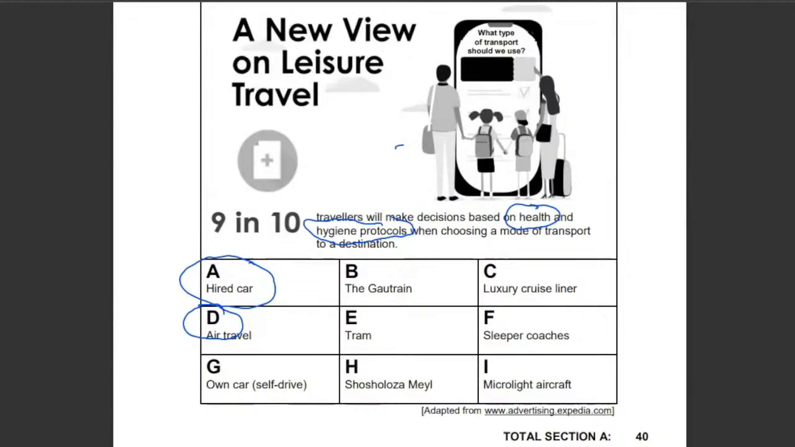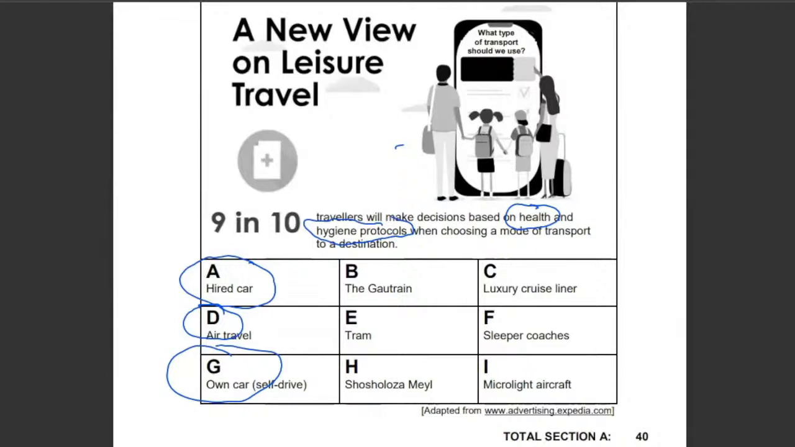Then for another alternative form of transport, we also need to consider where they are coming from. We can also recommend them to use their own transport. They can drive all the way from Johannesburg to Durban in their own transport.